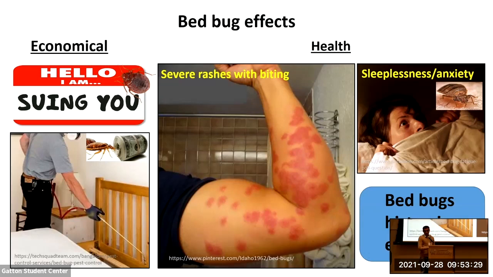And recently we have found histamine in bedbugs. So we don't know the effects of bedbug histamine on us, but today I'm going to talk a little bit about bedbug histamine in my presentation.